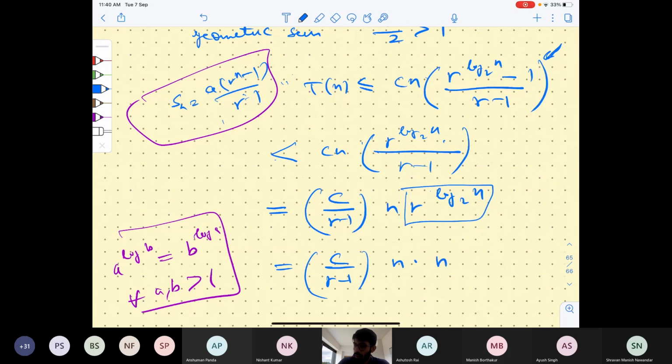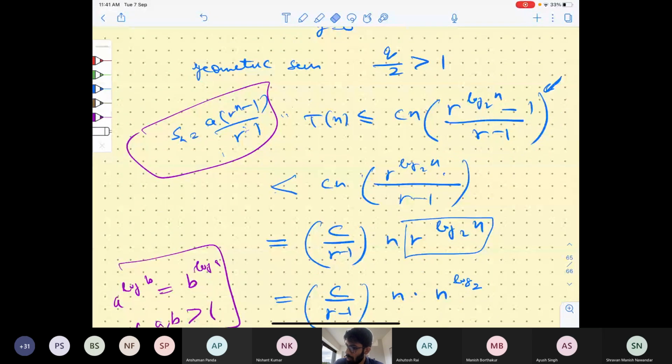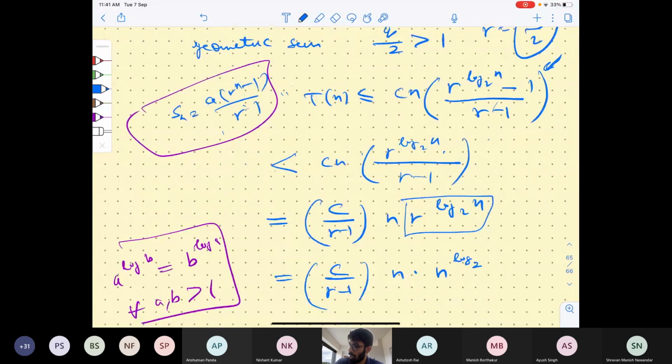times n to the log 2 base q over 2, or let's say, so here the r was q over 2. Right? If I started with this r, what was this r? This r was q over 2. So I apply r is equal to q over 2, which is the ratio of the terms. And then I write this formula.